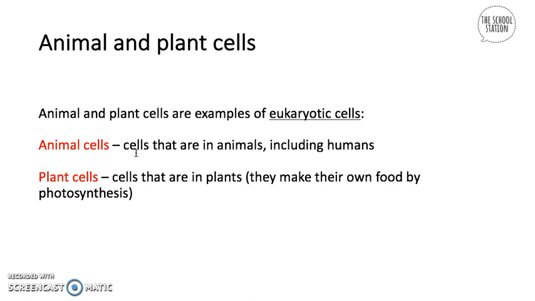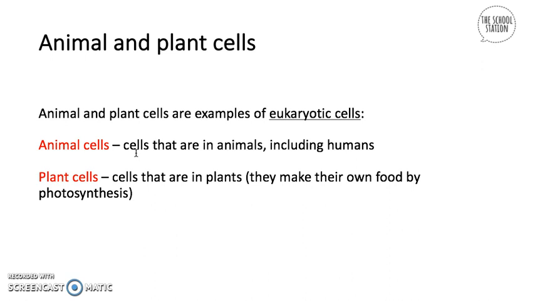We should know that plants actually don't get food by themselves. For example, we as animals have to search for our own food. However, since plant cells usually stay stationary and have to stay in the ground, they have to make their own food by photosynthesis, and we're going to be looking at this later on.